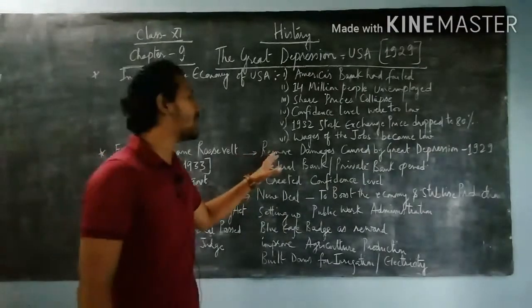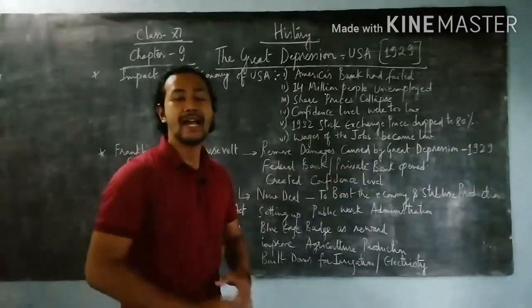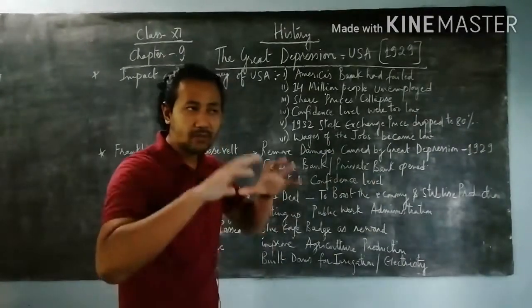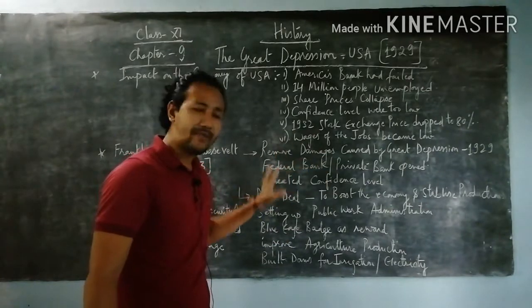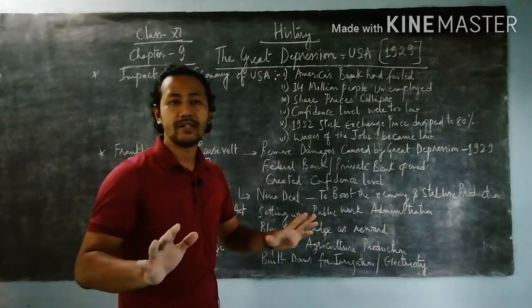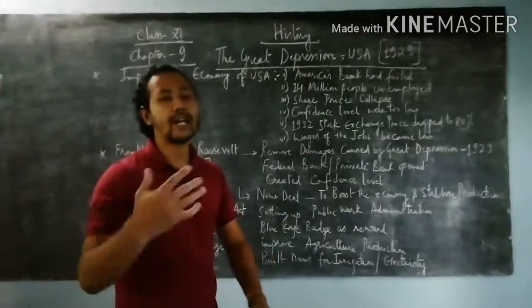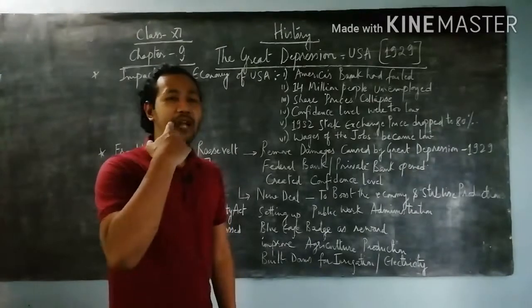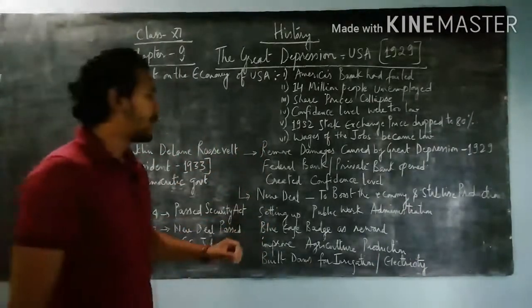First, we see that he removed all the damage that had been caused by the Great Depression of 1929. So this was the first step taken by him. Second, we see that only the federal banks or private banks were opened. That means the public sector banks were all closed, but only the federal firms or private banks were opened, with the advice of this president.